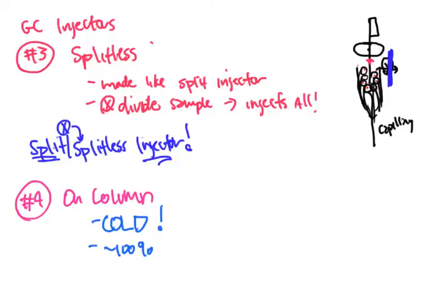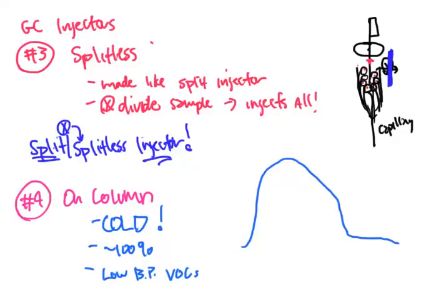The good thing, and why you would use it, is that these are very good for low boiling point volatile organic compounds. These are things that evaporate off at a really, really low temperature. A lot of times, if you put those into a hot injector port, all of these low boiling points will come off at one time and you'll just get a big old blob on your chromatogram. And that's not what you want.